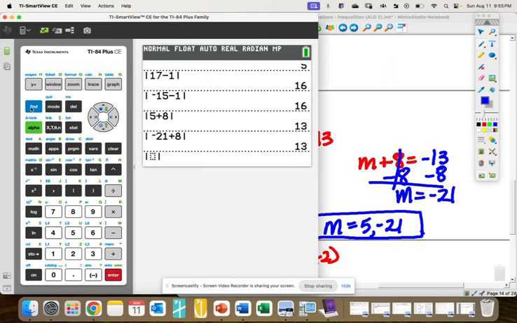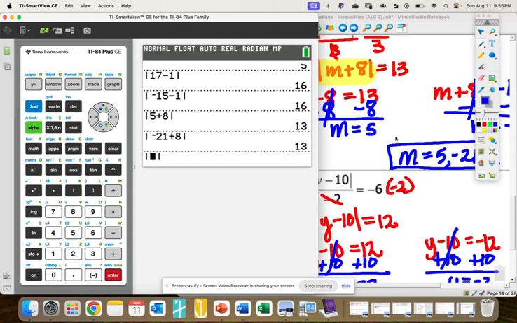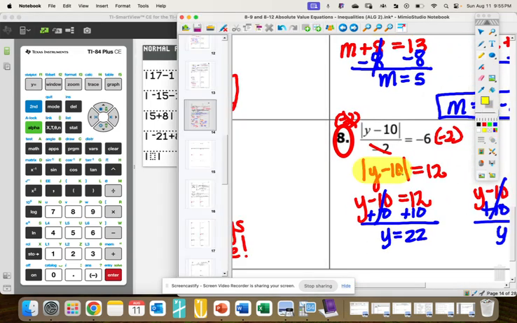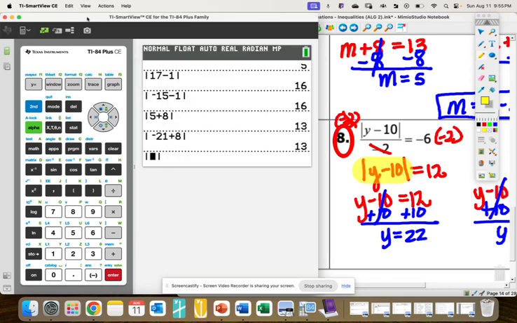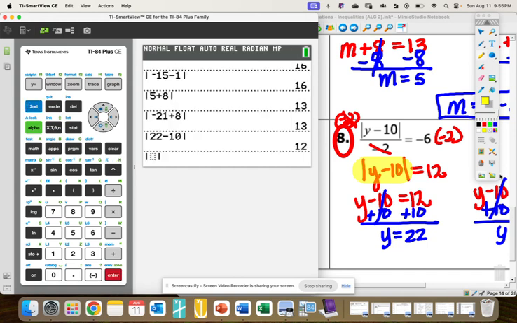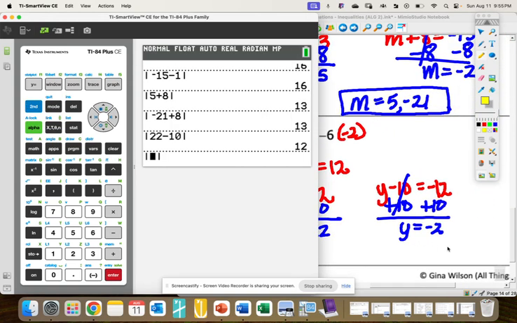Second zero, and go back. What was my expression? It was y minus 10 in the absolute value bars. So I'm going to type 22 minus 10. Gives me 12, as I was hoping. And then let's do second zero again. And the other answer was negative 2, so I've got negative 2 minus 10 as well.